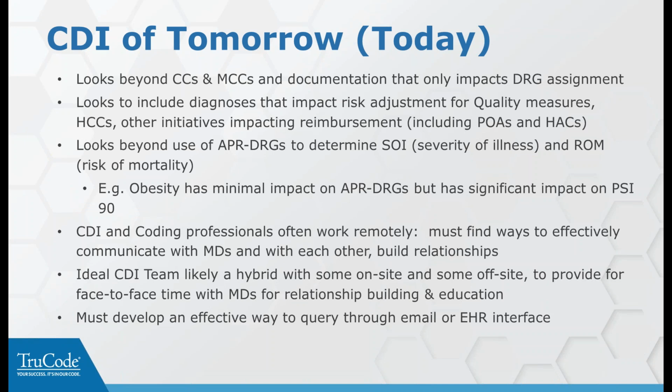So the CDIs of tomorrow have got to really look beyond CCs and MCCs and DRG assignment only. Also involve looking at risk adjustment for the quality measures and HCCs and other reimbursement methodologies out there, looking for things that impact APR DRG assignment, the severity of illness score and the risk of mortality score, etc. Example there would be the fact that obesity doesn't have any real impact on APR DRGs, but it has a significant impact on how a hospital is risk adjusted based on the PSI 90 scores.